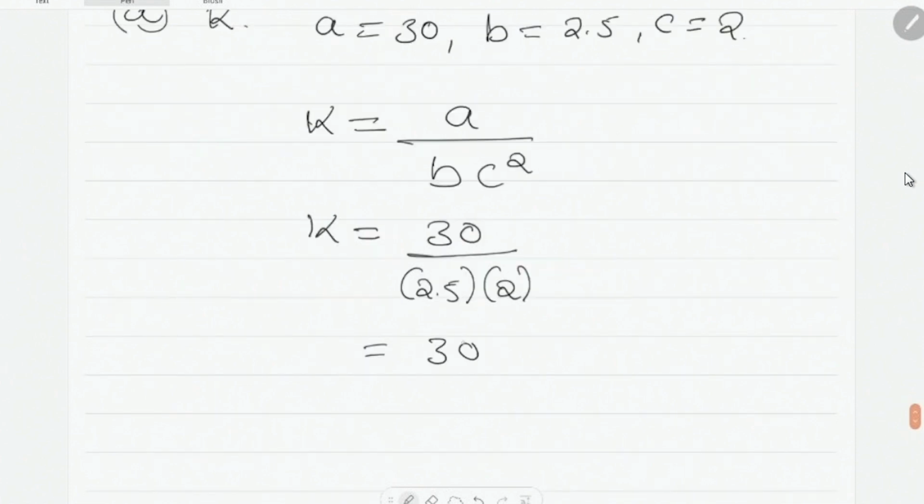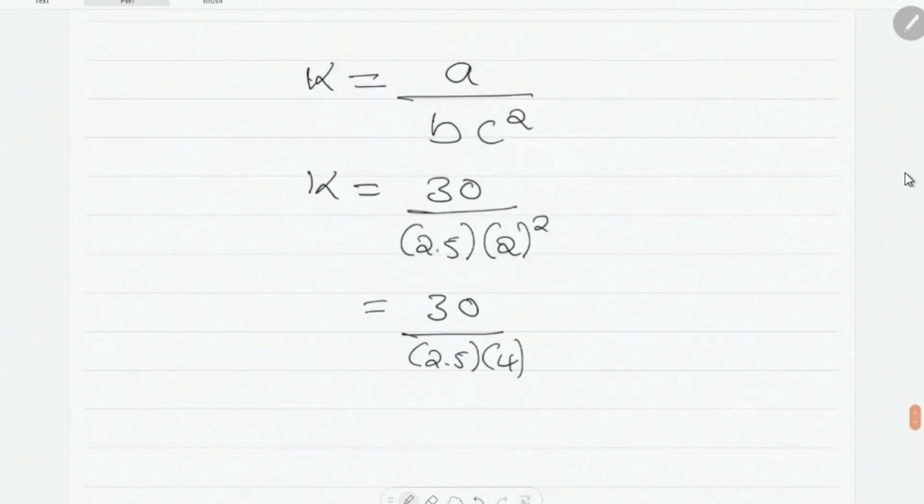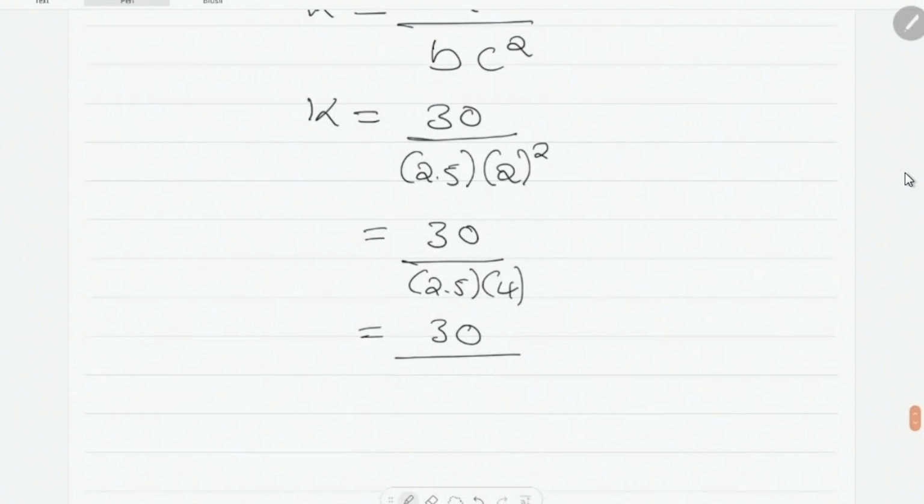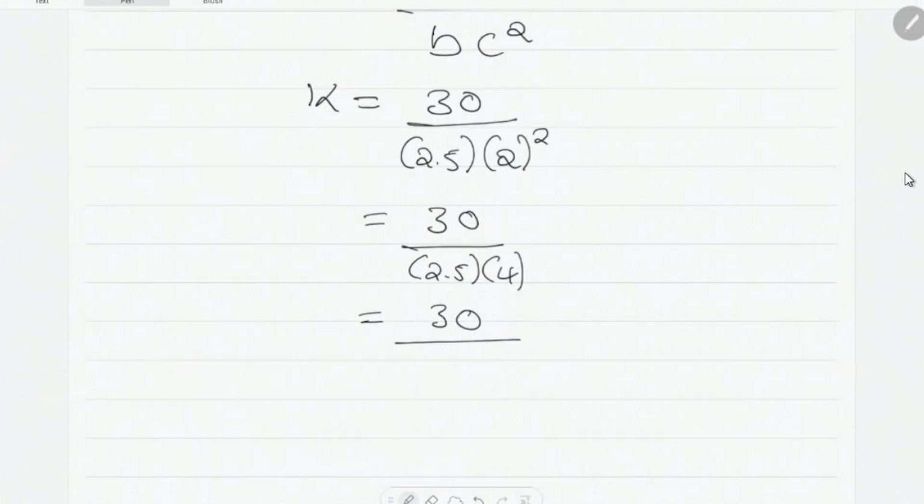So I'll have 30 divided by, C is squared there, so it will be 2 squared. So this will give me 2.5 multiplied by 4. And this will now give me 30 divided by 2.5 multiplied by 4. It's like adding 2.5 by itself 4 times. So 2.5 plus 2.5 plus 2.5 plus 2.5. 2.5 plus 2.5, that is 5. 5 plus 2.5, you get 7.5. And 7.5 plus 2.5, you get 10. So 2.5 times 4 gives us 10.